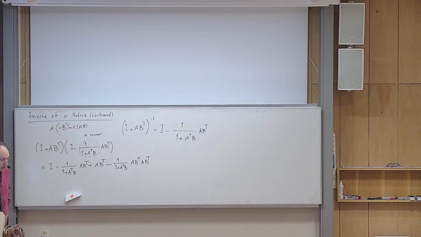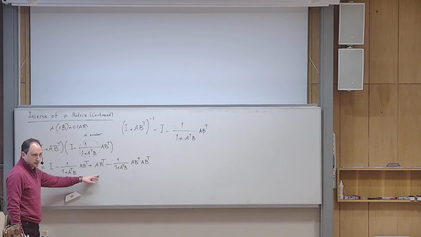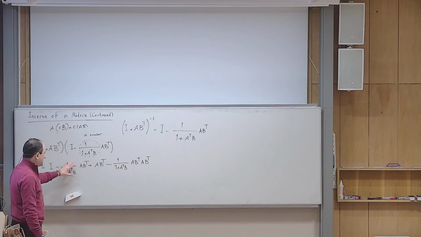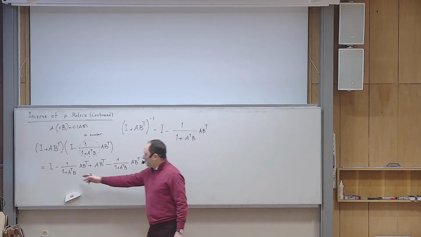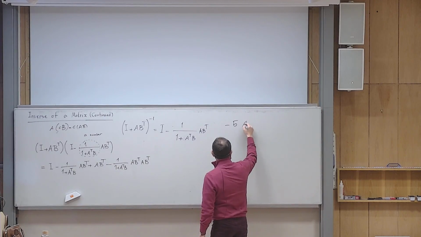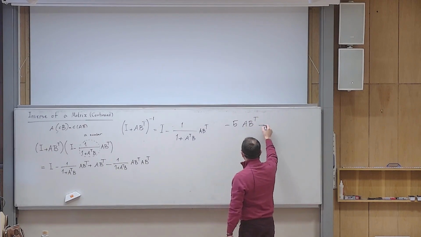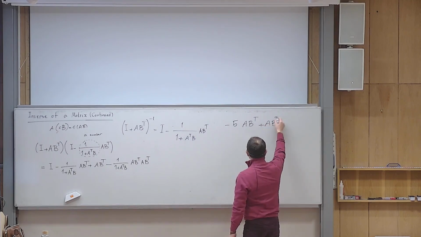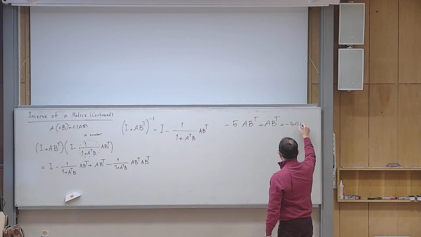Okay, so to guide you a little bit, at least you can do something with this part. Because that's a number, say for example -5, in your head assume that this is -5. So you have -5AB transpose, and then you have plus another AB transpose. What will be the answer? It will be -4AB transpose, yes?